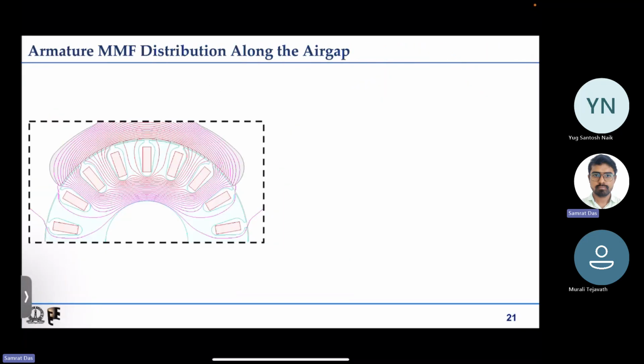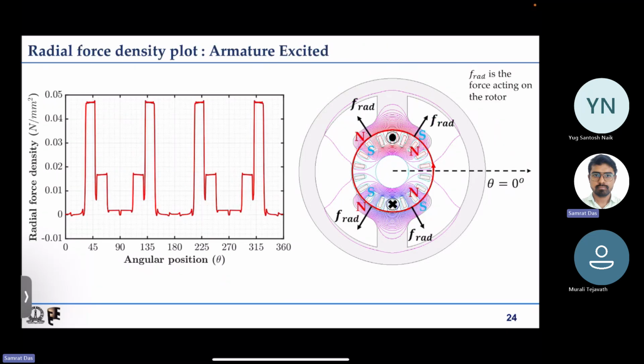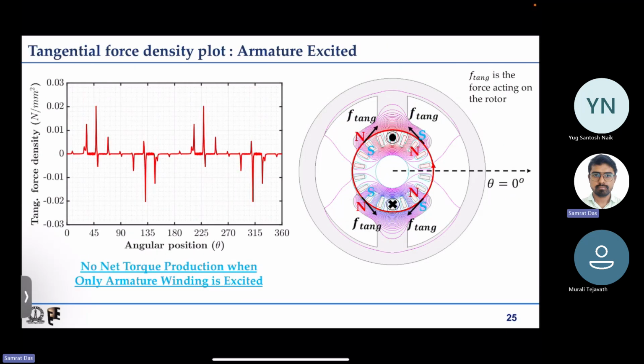And then if I go to the armature one also, you can see this is the tangential force density distribution when only the armature was excited. You can see that there are positive and negative notches, but visually they are cancelling each other, and if you take the average value, there will be no average value, only 0. So in this case also there is no net tangential force that can create some torque.